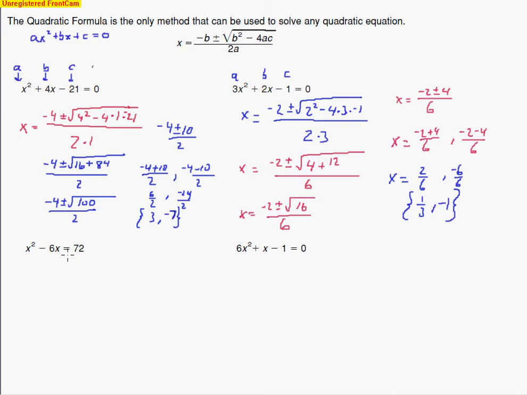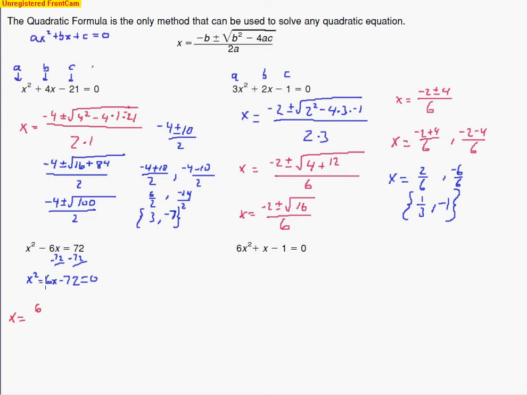Well, this next one we have to do some extra work first. We have to subtract the 72. You always need to set it equal to 0 first. So now we have x squared minus 6x minus 72 all equals 0. So from this point, I'll go ahead and use that quadratic formula, substituting these numbers in.